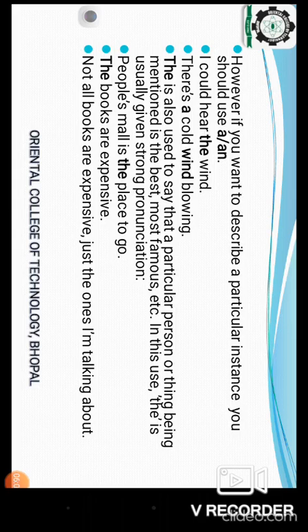The is also used to say that a particular person or thing being mentioned is the best, most famous, etc. In this use, the is usually given strong pronunciation. The place to go. The books are expensive. Not all books are expensive, just the ones I am talking about.